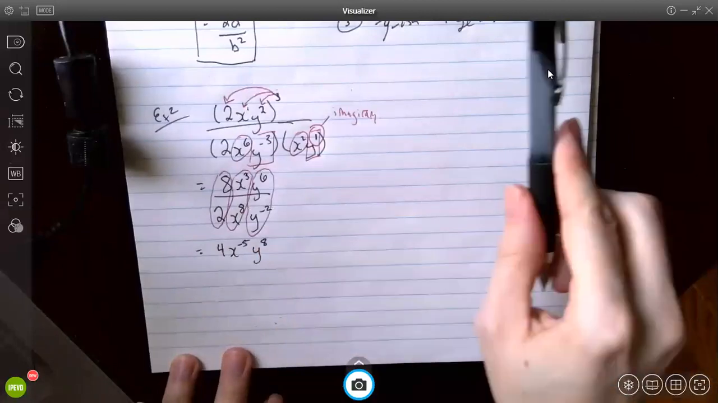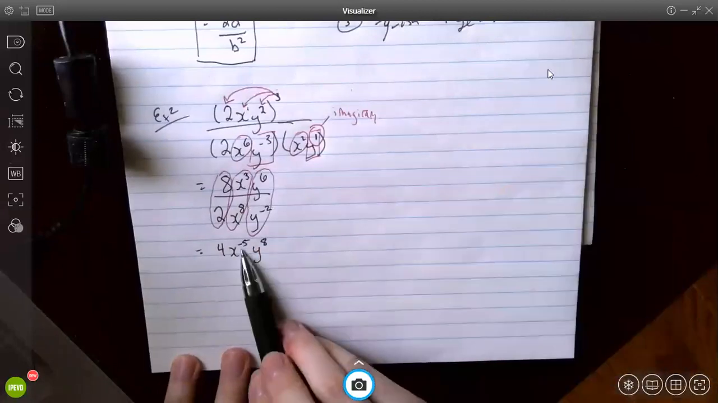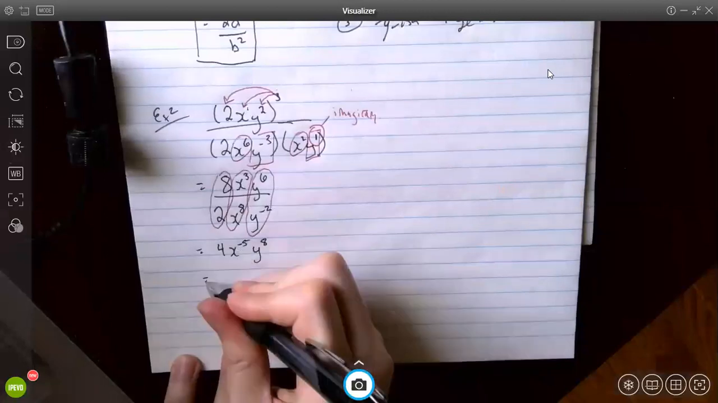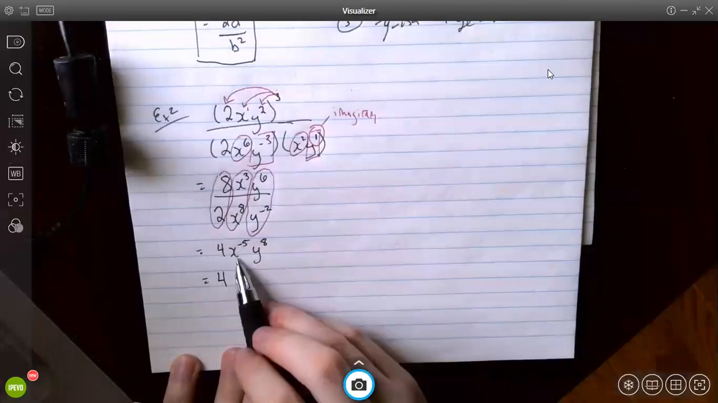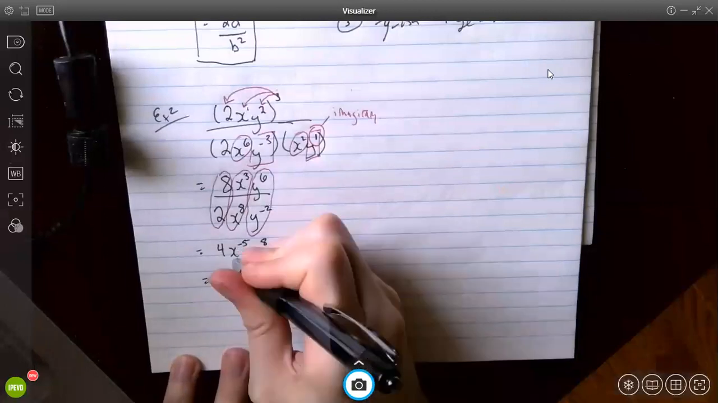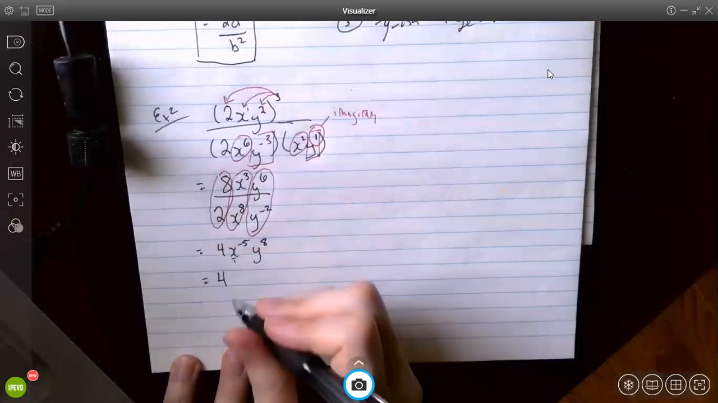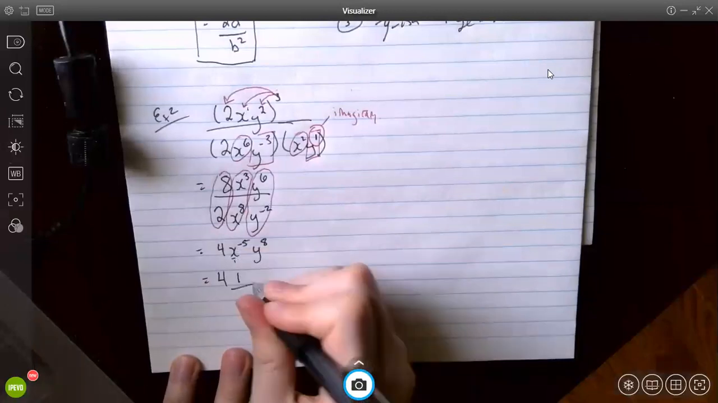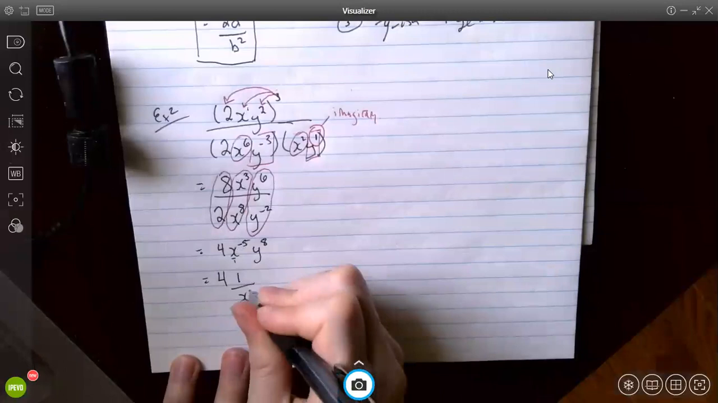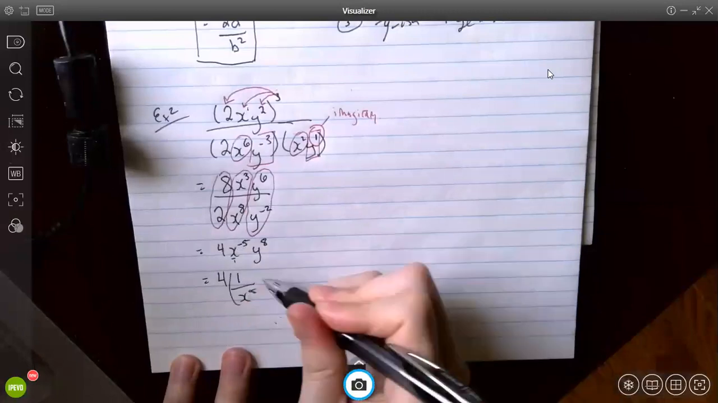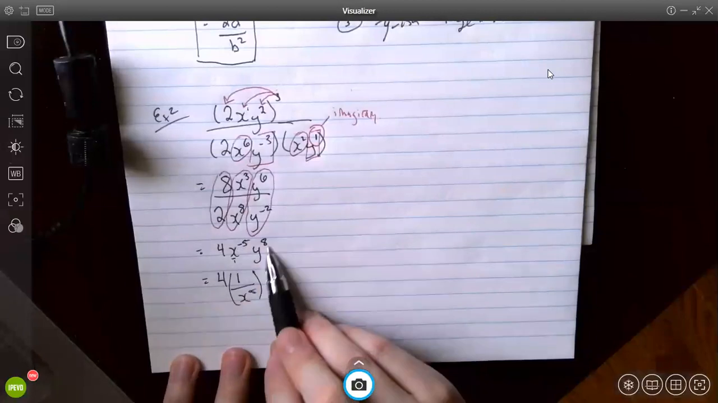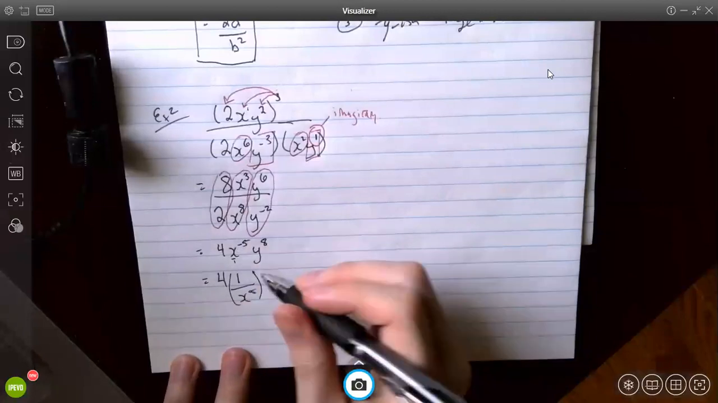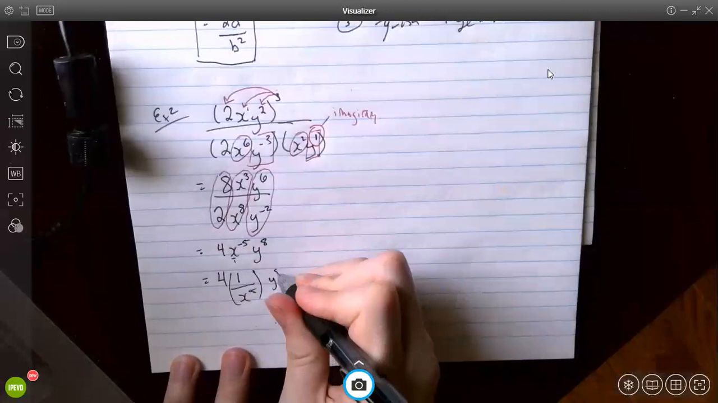And then my last step is to get rid of this -5 exponent here. So my 4 isn't going to change. My x has to get flipped upside down. It's really over an imaginary 1. So when I flip it, it is now 1 over x to the power of 5. I'm just going to put it in brackets. And then my y already has a positive exponent, so it's not going to change.